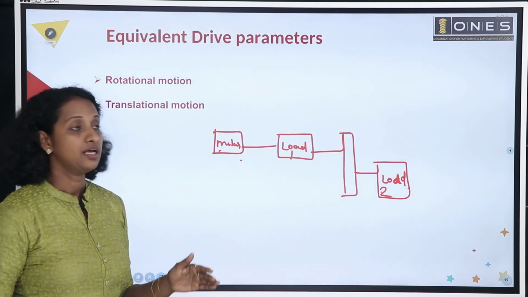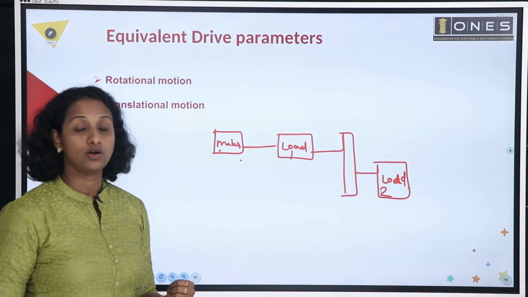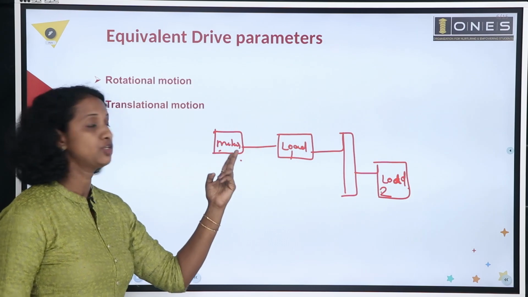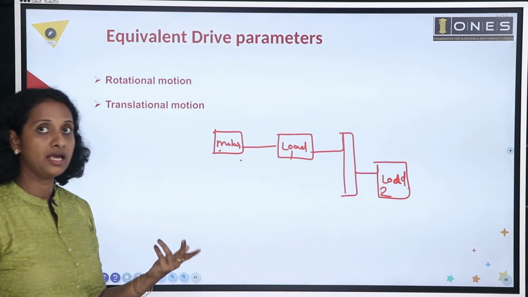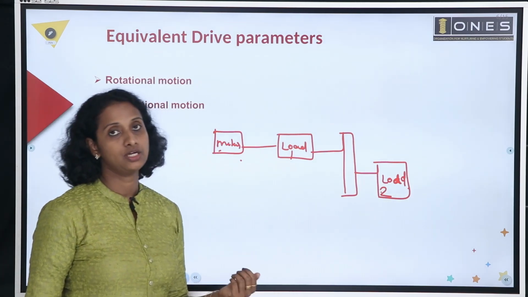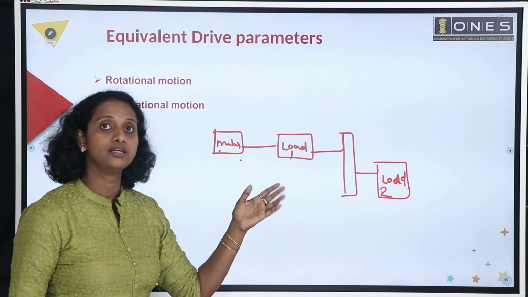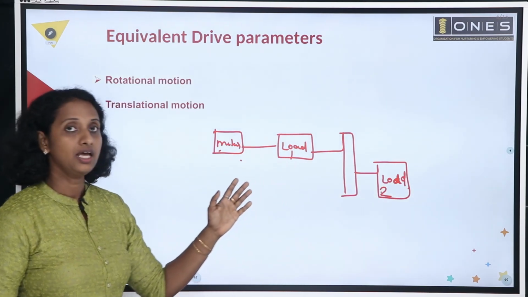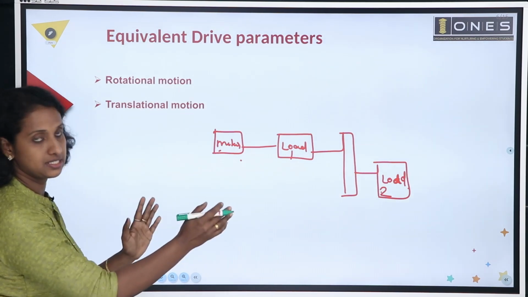At the same time, they will have different types of motion. Sometimes load 1 is rotational motion, that is directly coupled to the motor, but load 2 may have a translational motion. So different types of motion, rotating at different speeds. In such a condition, we have to find out the equivalent moment of inertia of the entire system.